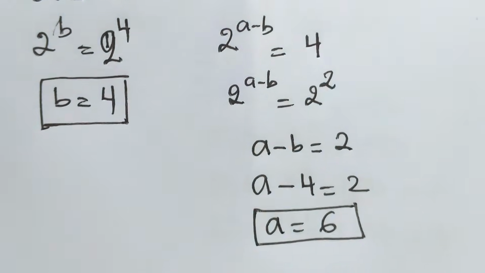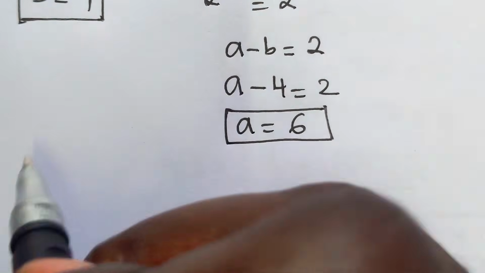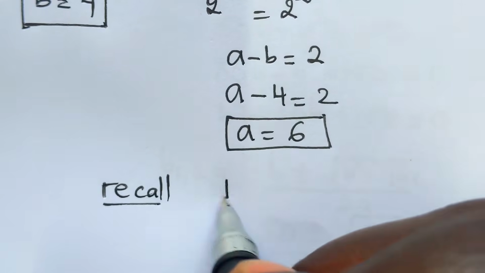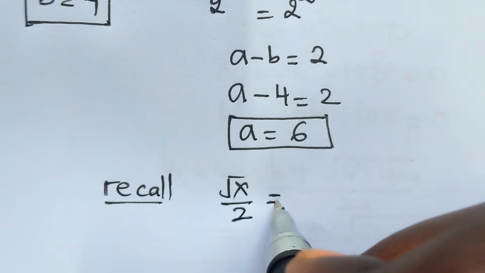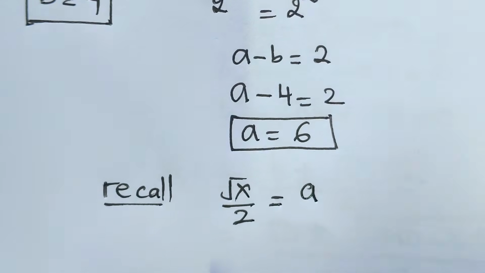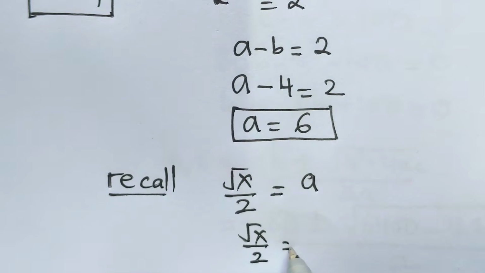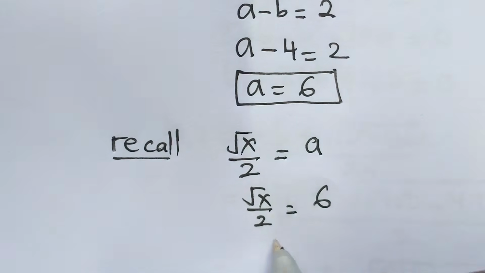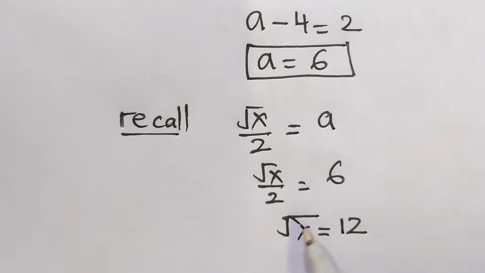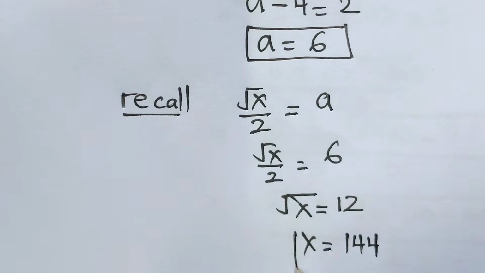Here we have to recall, remember that here square root of x over 2 is equal to a, and here we have square root of x over 2, which is equal to 6, and of course square root of x will be equal to 12, and our x will be equal to 144.